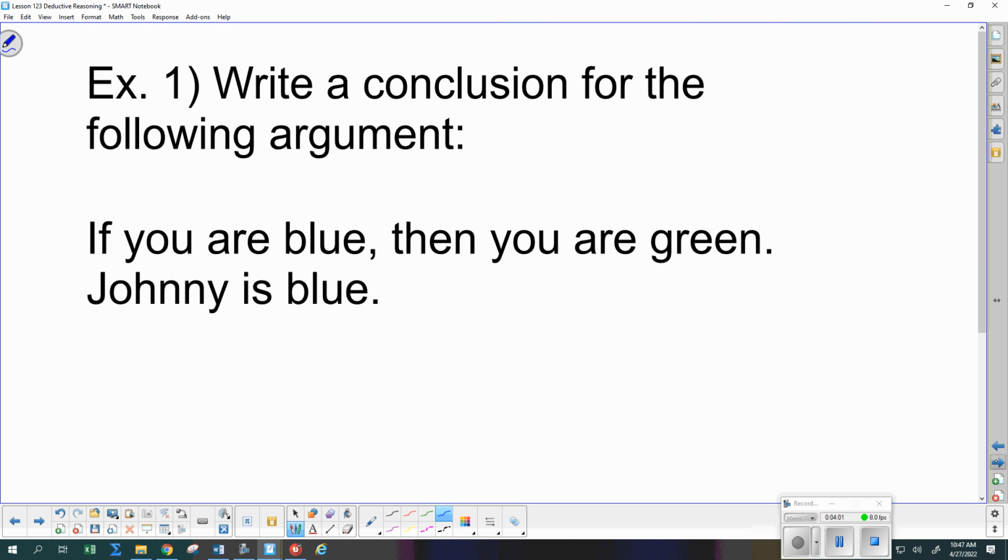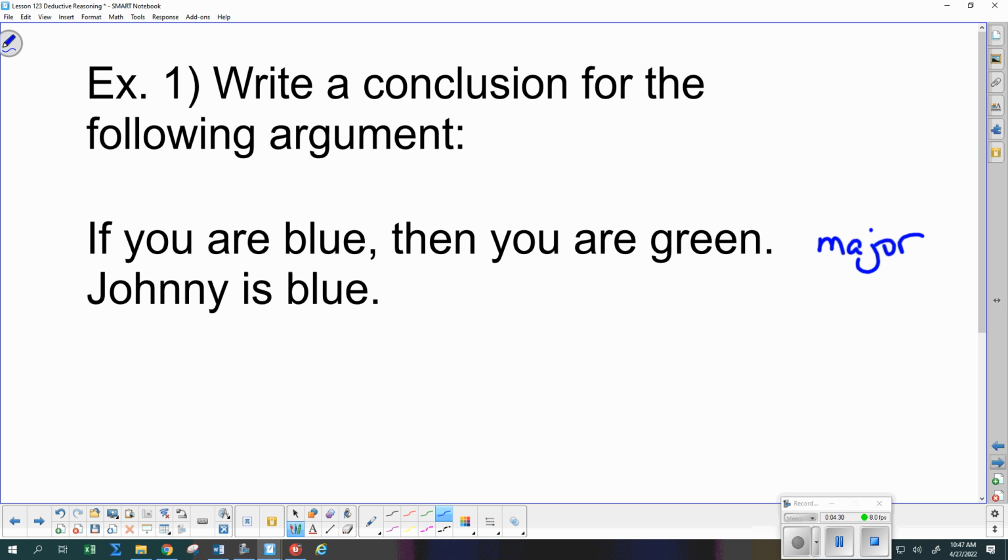So here's our first example. Major premise. You would not have to write down that it's major. I'm just trying to tie this in with what we just said. If you are blue, then you are green. It's in the if-then form. Does that particularly make sense here on planet Earth? No. So we're going to say, okay, wherever we are, whatever universe we're in, this is the truth.